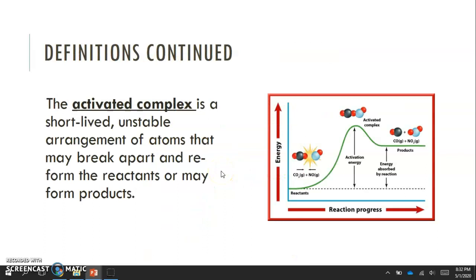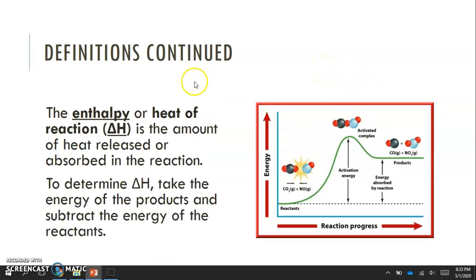The activated complex right here is a short-lived, unstable arrangement of atoms that may break apart and reform the reactants or may form products. Now, we're going to talk about reverse reactions in a couple days. So basically what this is saying, when it's at this point, it's had enough energy to get the reaction going, but at this point, it could either go back and make more of the reactants, or it could move forward and make the products. And we'll talk about reverse reactions later on in this unit.